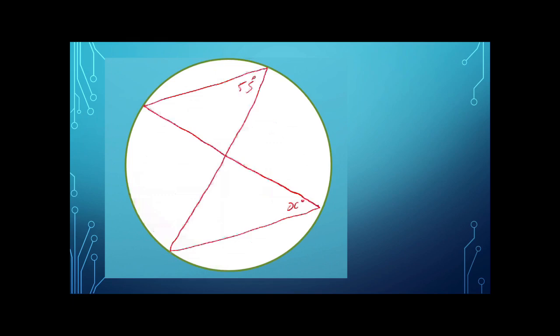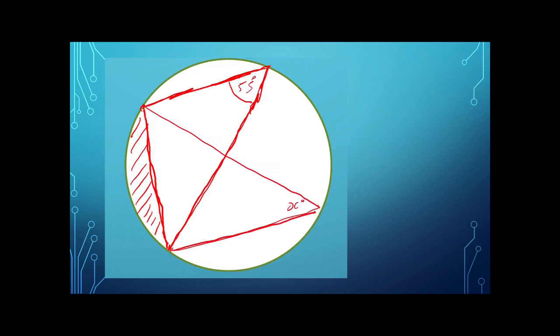Okay, so here we have the first question. We've been asked to find the size of angle x. Now the thing to look at is this angle here. This is 55 degrees, and it has created this chord or this segment. But this segment can be created by this angle here. So angle x is also 55 degrees.